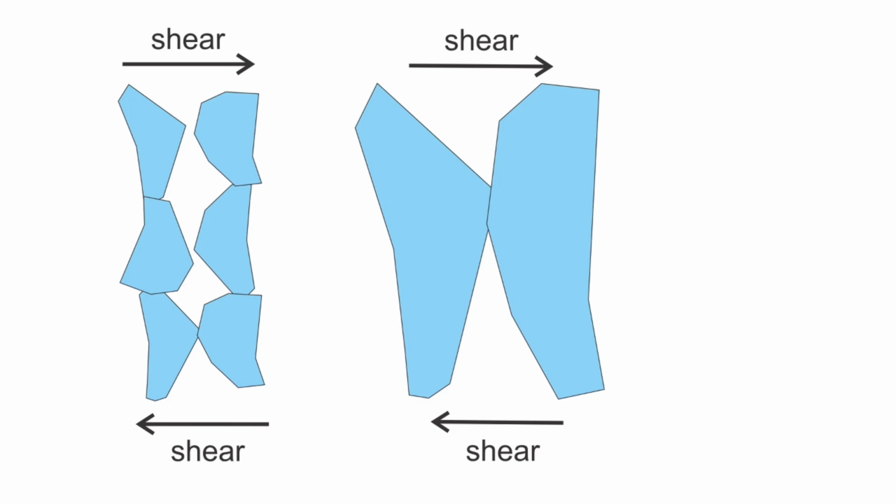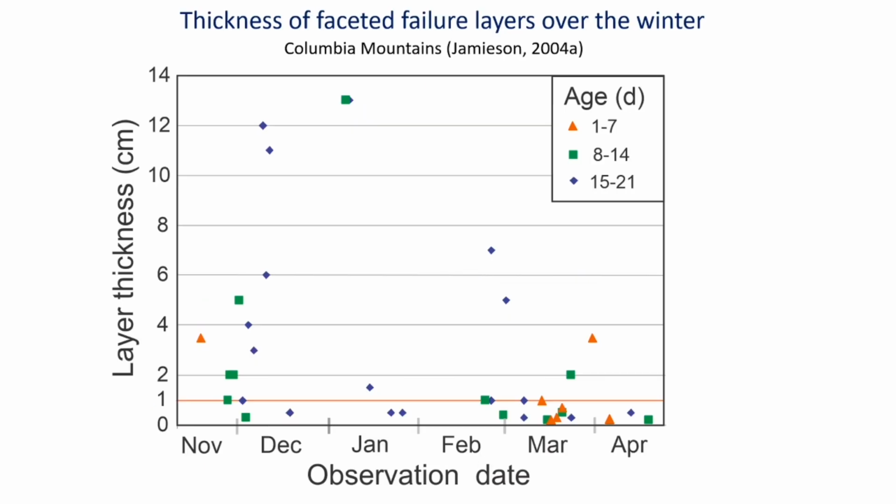This seems plausible, but the effects of bonding and density should also be considered, which may be why the size of faceted crystals is only weakly correlated with the age of faceted layers when they released slab avalanches. Now let's look at how layers of faceted crystals near crusts that form in early winter differ from the layers that form in the spring.